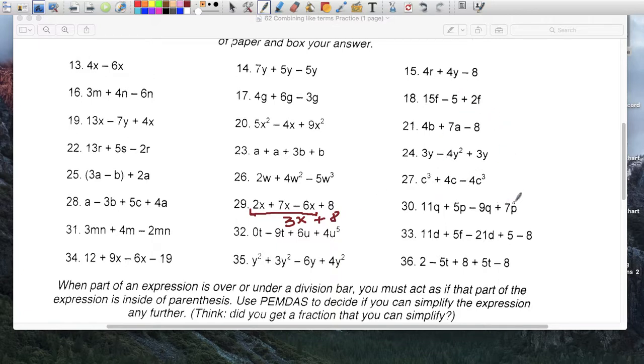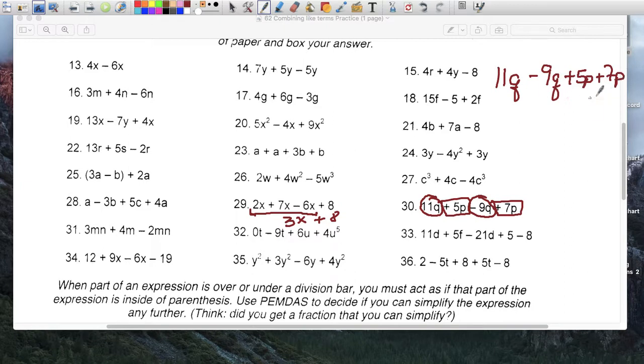This one, I have q's and p's, so let me circle all my q's. And my 9q is minus 9q. Put a square around the 5p, and another square, a rectangle around the 7p. So let me move things around. So I get 11q minus 9q plus 5p plus 7p.